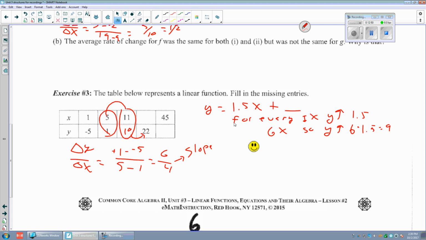Goes up by 12, so I'm going to do 12 divided by 1.5, and that's 8, so that's go up by 8, which is 19. That goes up by 26. So that means that we multiply by 1.5. We had 39.